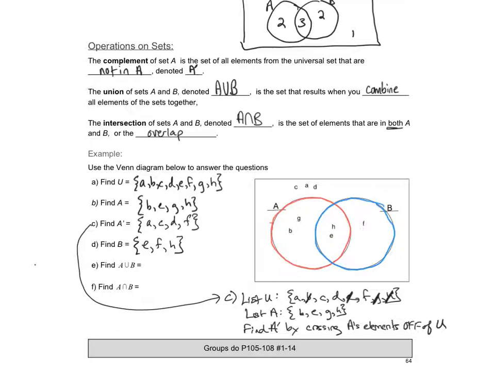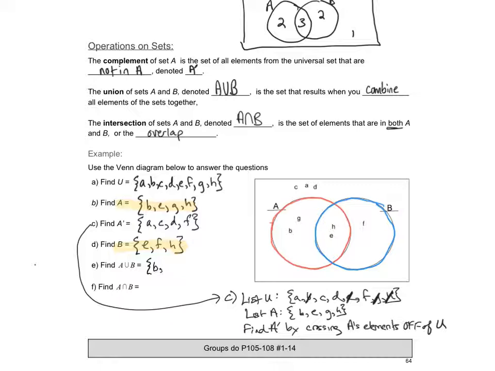Now, to find A union B and A intersection B, we want to focus on these two sets. Remember, our definition is that the union is the set that results when you combine all elements of the sets together. So anything that shows up in either of those highlighted sets is going to show up in my union. But I'm just listing who's there. I'm not going to, for example, list E twice because it shows up in both, or H twice.